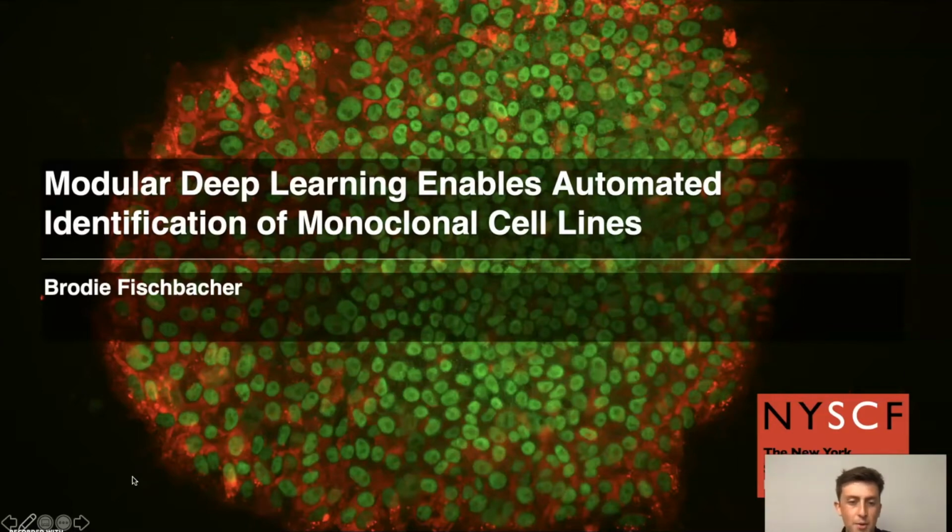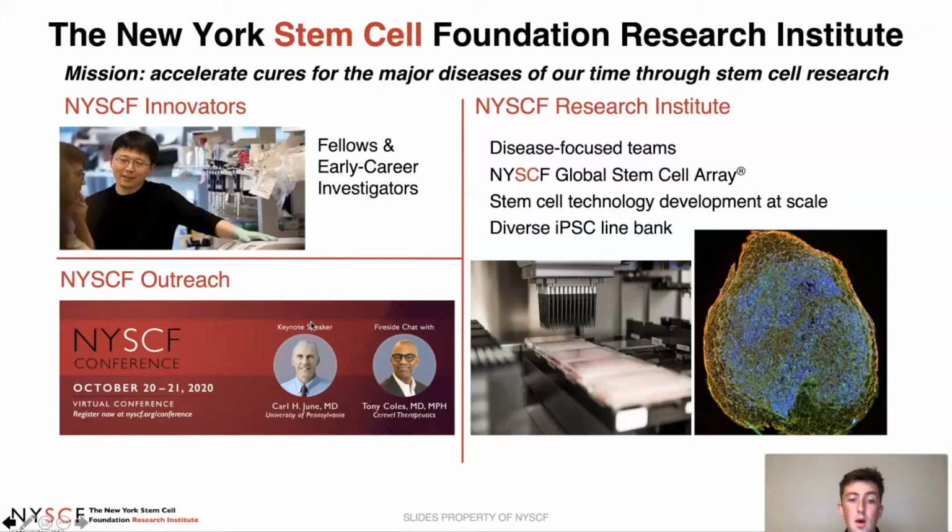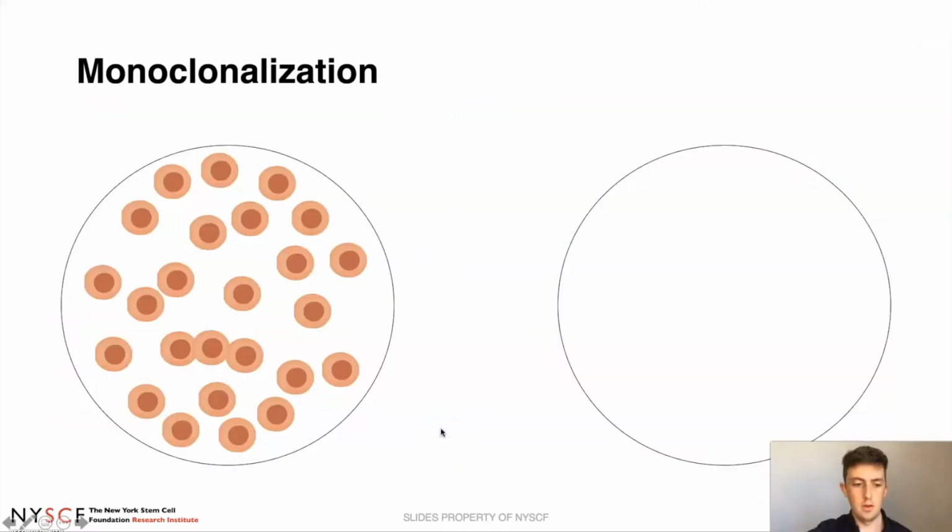So just to give you a little bit of background on the New York Stem Cell Foundation, we are a non-profit based in Manhattan with the mission of accelerating cures for the major diseases of our time through stem cell research. So we obviously have multiple teams working on multiple areas of disease research. And one of our biggest teams, of which I am a part myself, is the NYSCF Global Stem Cell Array team, which is the team that works on our robotic platform for the automated derivation of induced pluripotent stem cells at high throughput.